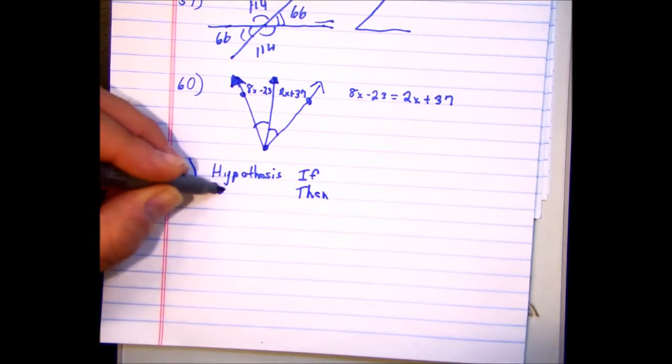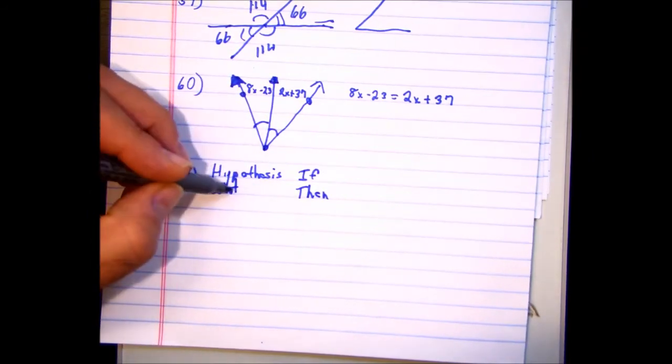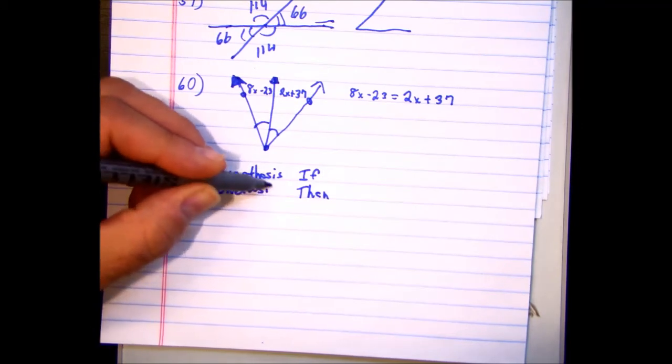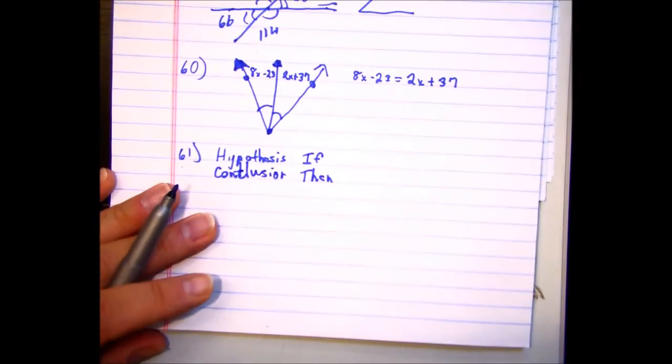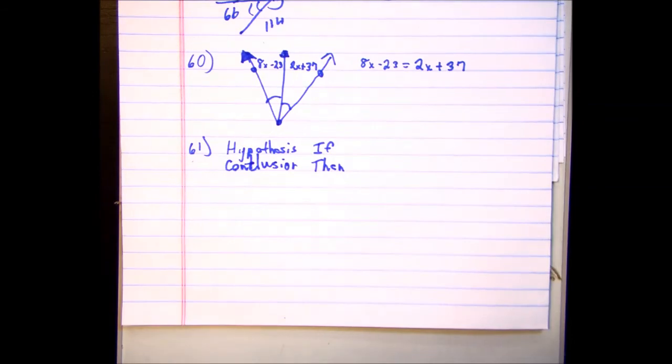And the conclusion comes after the word then. Okay, so it says if today is Wednesday, that would be the hypothesis, then tomorrow is Thursday. That would be the conclusion. A counterexample, is there a counterexample to that? No, there would not be. That's what makes the statement true.